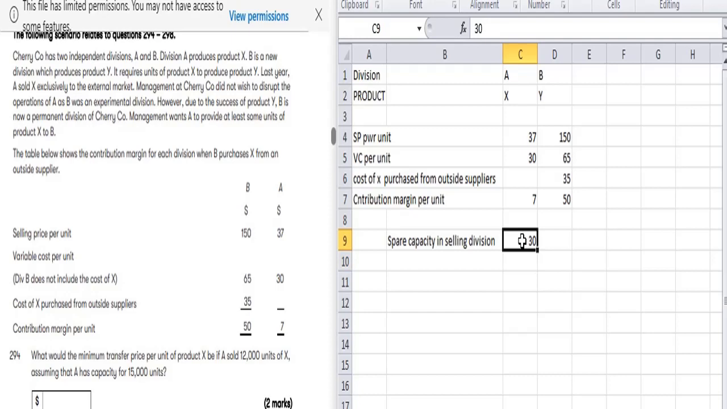So the minimum transfer price that will be charged for product X by division A to B is 30, because the division has spare capacity. In that case, the transfer price will be equal to the marginal cost of division A.